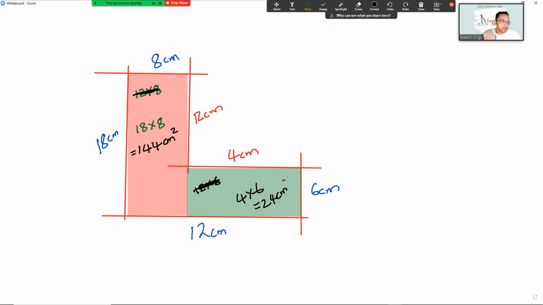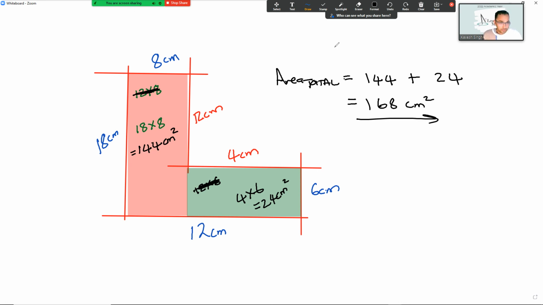And now all I've got to do is add the two areas together. My final area, or my area total, is going to be equal to 144 plus 24. 144 plus 24 comes to 168 centimeters squared, and we found our solution.